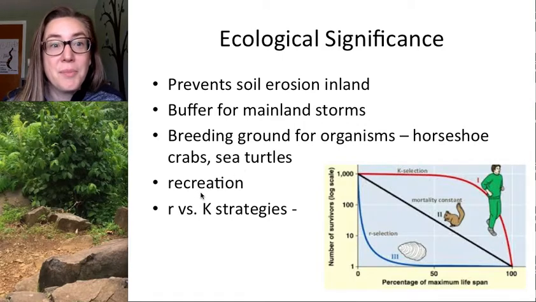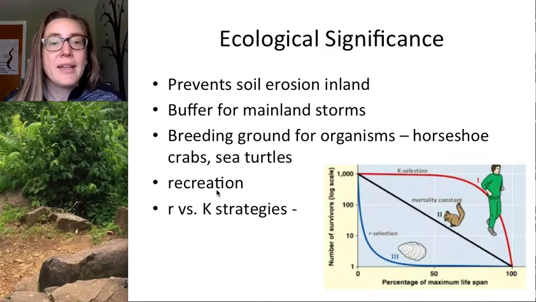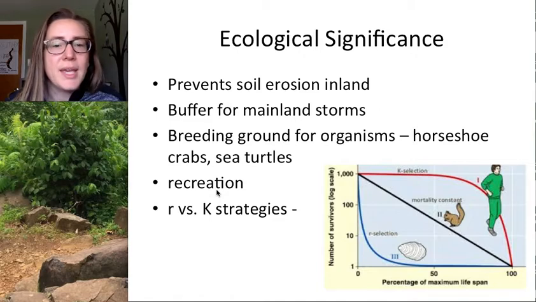Recreation: if you've ever gone to the beach, that's a littoral zone. I mean, think about moving your chairs for high tide or low tide. That is something that we all like to be in.